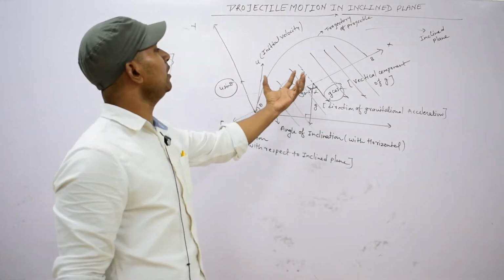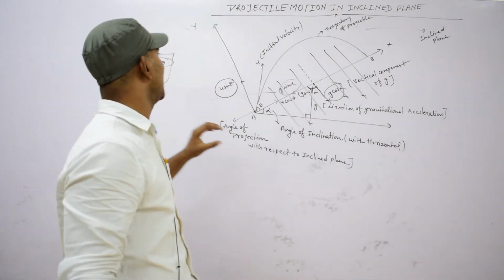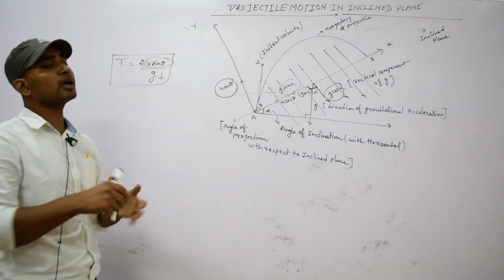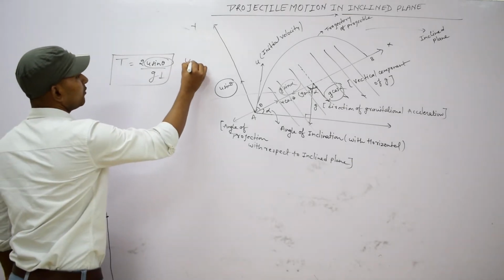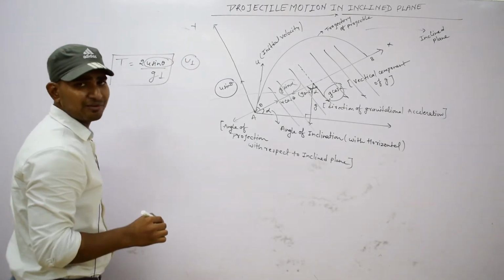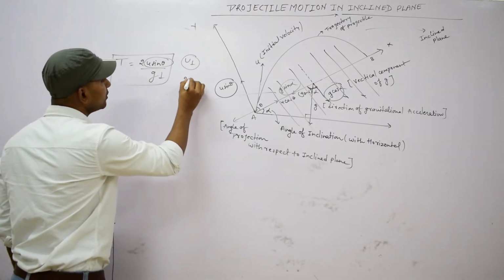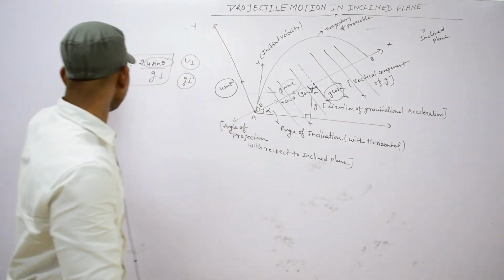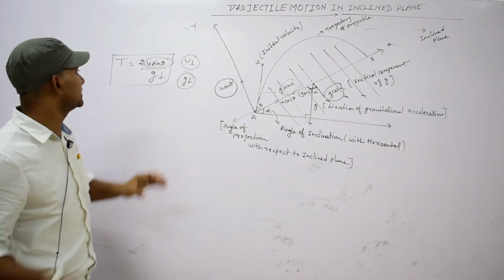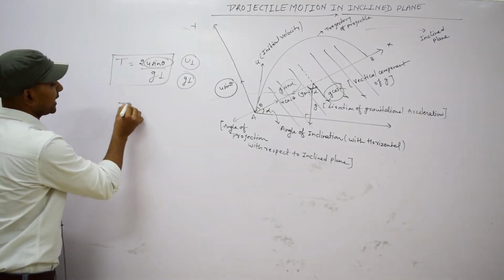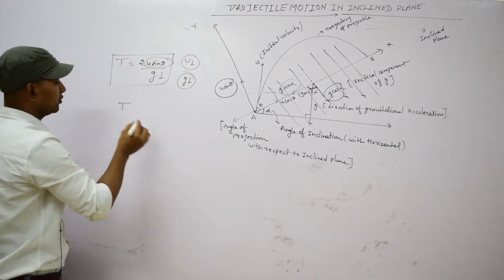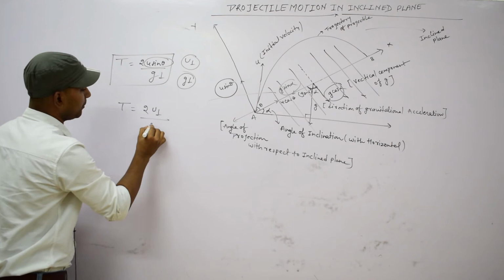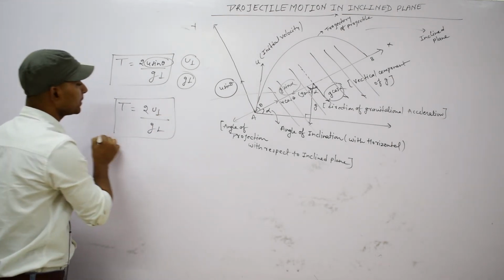So for this particular projectile motion on the inclined plane, what is the main important thing? Firstly we need to find the vertical component of the velocity, means we need to find the perpendicular initial velocity and the perpendicular acceleration by which it is moving upward. From this basic formula we can find the time period for any kind of projectile motion, just by using this formula, that T is equal to 2u perpendicular component upon g perpendicular component.